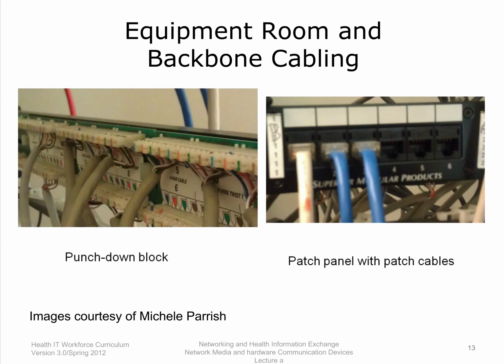Slide 13. Some common equipment found in an equipment room are the punch-down block, patch panel, and switch or hub. A punch-down block is a panel where the TP is brought to, and literally all 8 wires are punched down into the block. In the front of the punch-down block is a patch panel that contains RJ45 ports.